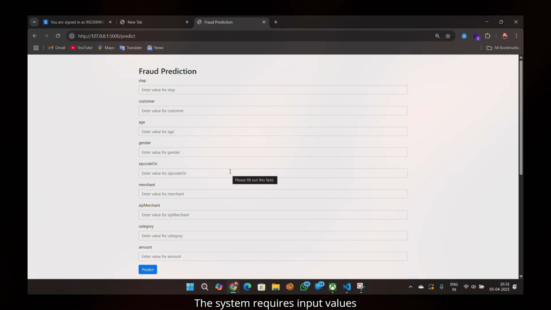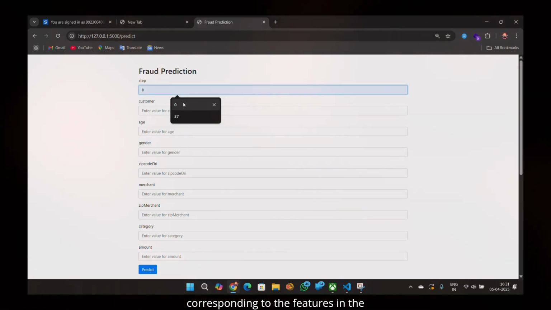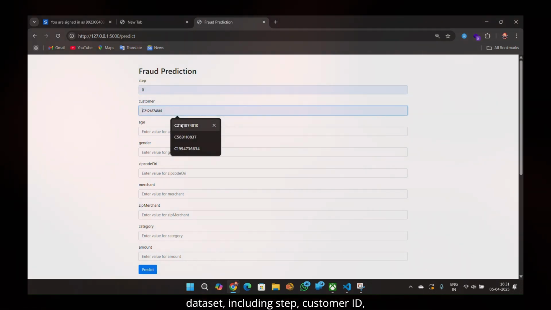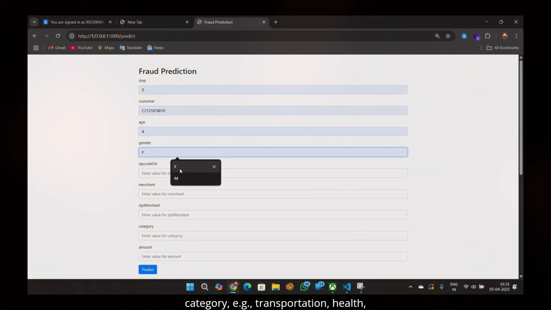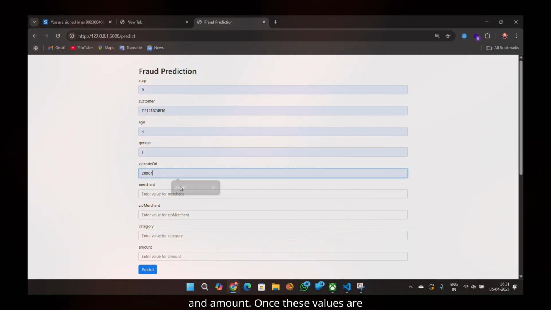The system requires input values corresponding to the features in the dataset, including step, customer ID, age, gender, zip code ORI, merchant ID, category, e.g., transportation, health, and amount.